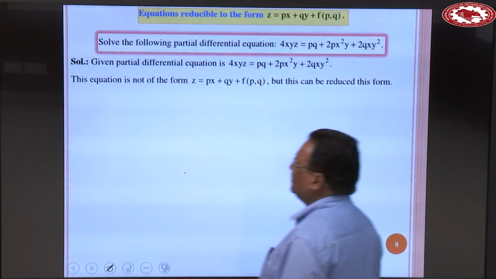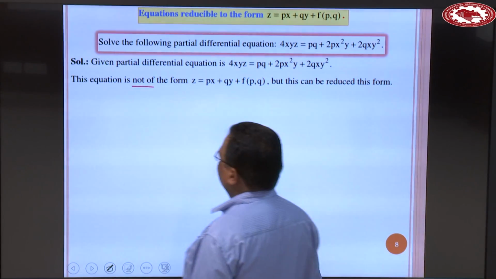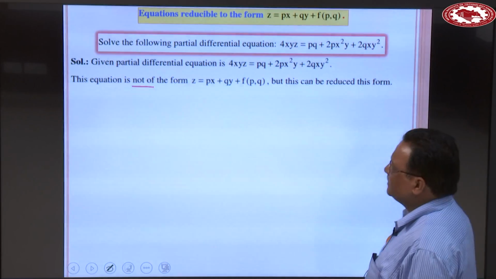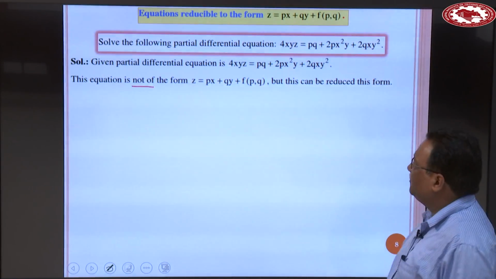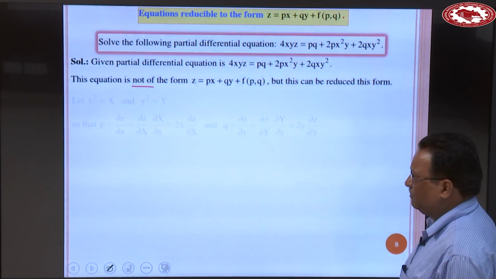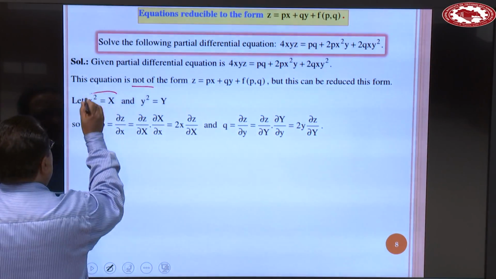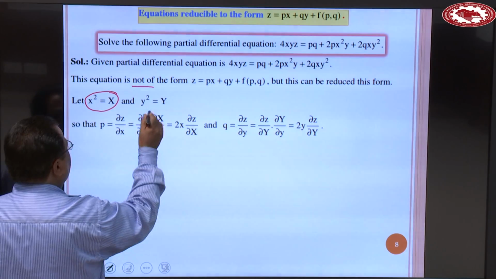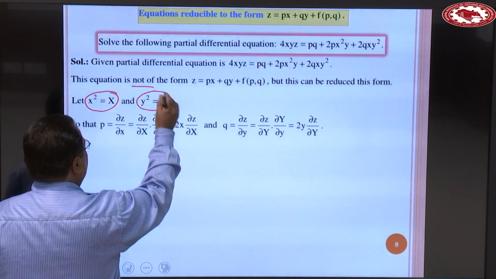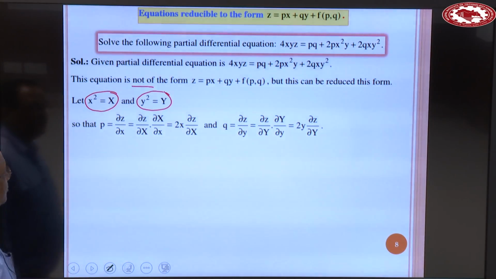So this differential equation is not of the form z is equal to px plus qy plus function of pq, but this can be reduced to this form by substituting x square is equal to capital X, y square is equal to capital Y.